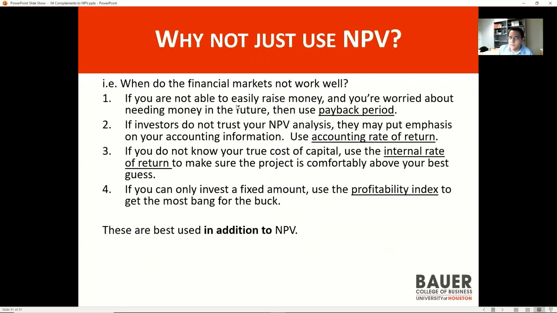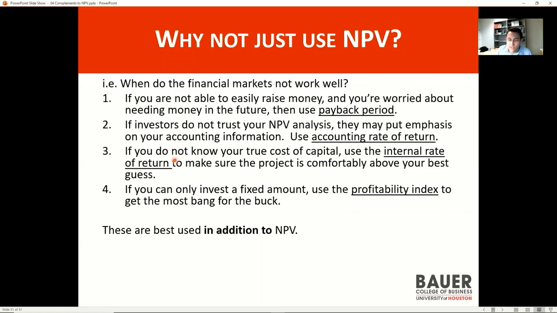Okay. So this is just a punchline. Why not just use NPV? There has to be some problem in the markets. So for example, if you can't raise money for a variety of reasons, then payback period looks good. If investors don't really trust you and you need to convey information to them, then you may think about some accounting-based metric. If you're not sure what your cost of capital is, then the IRR gives you a useful diagnostic. You can tell right away if things are kind of too close to call or if your project is safely above your cost of capital. And if you only have a fixed amount to invest, then the profitability index can help you get the best bang for your buck.